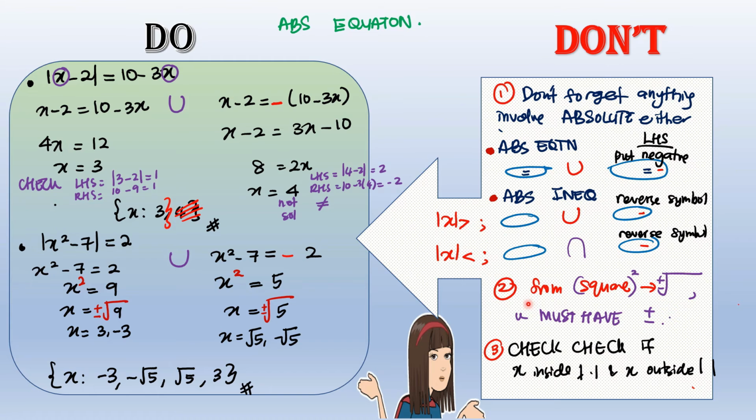So here, from square, you change to square root, you have to use plus minus, and check if x is inside and x outside.